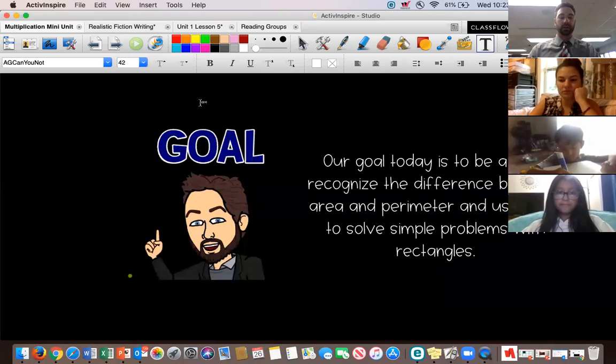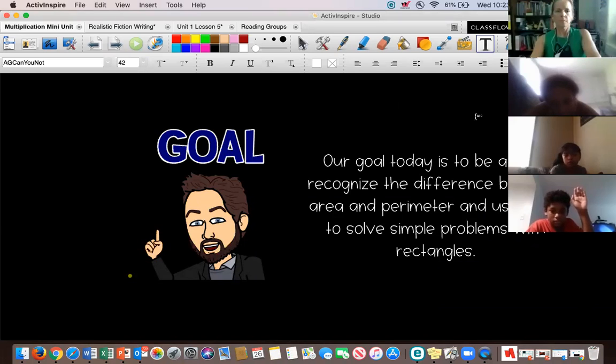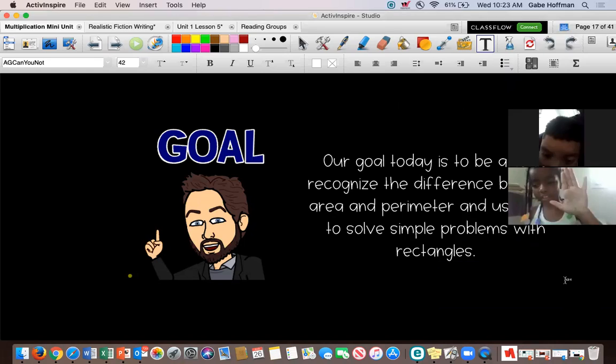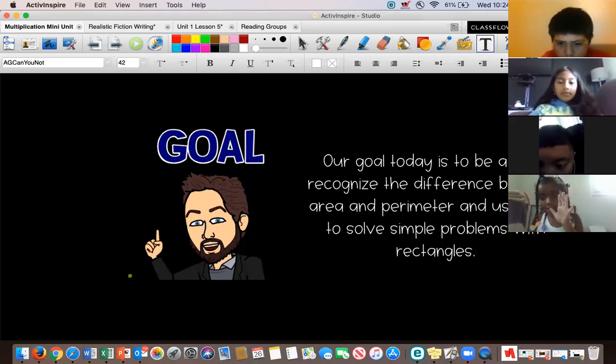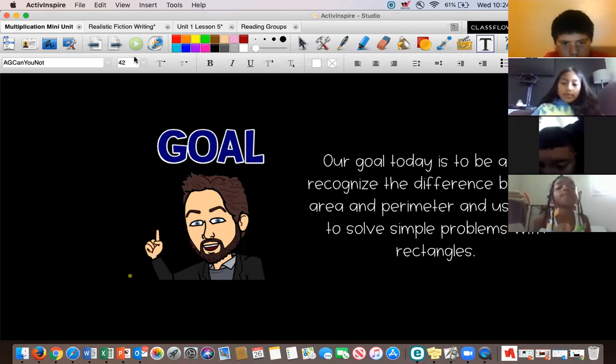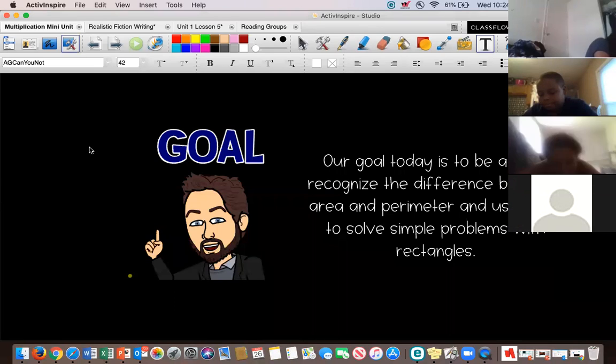So if somebody could read our goal for us. Let's see. Try to find somebody I hear from all the time. Denise, can you read the goal for us today? Our goal today is to be able to recognize the difference between area and perimeter and use them to solve simple problems with rectangles. Yes, so very good. Thank you.